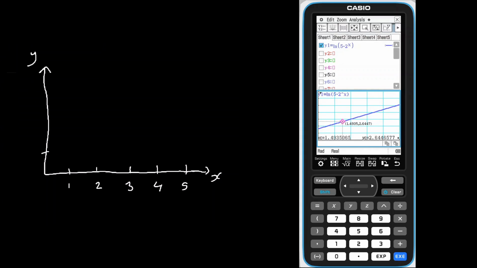At 1, it's roughly 2. And then at 2, it's almost 3. And then at 3, it's almost 3.5. And at 4, it's 4.38. And then at 5, it's just over 5. So it should be a nice straight line.